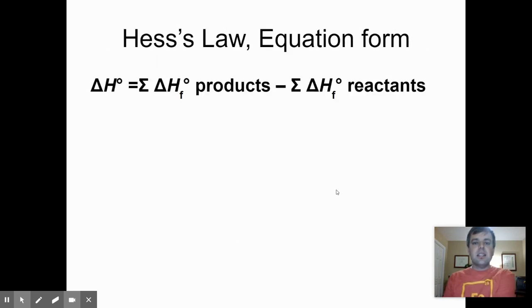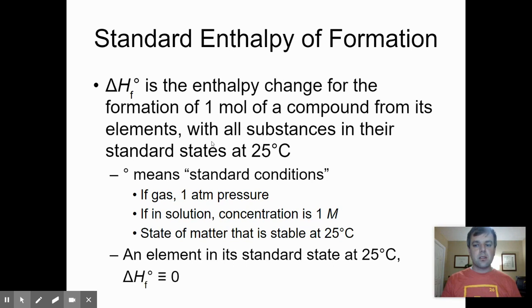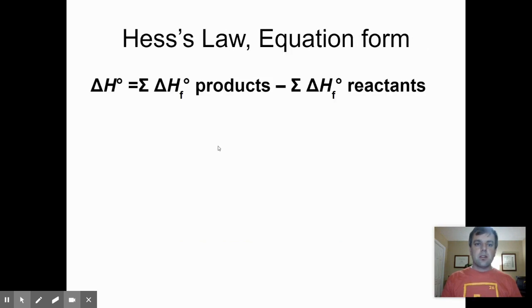Now, in equation form, Hess's law looks like this. It says the change in enthalpy equals the sum of the standard enthalpy of formation of the products minus the sum of the standard enthalpies of formation of the reactants. So it's products minus reactants is delta H. And that's important to note.